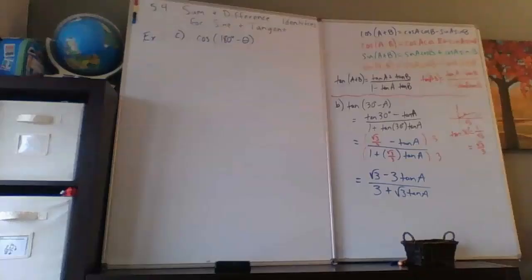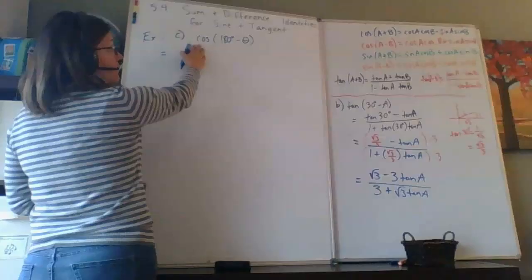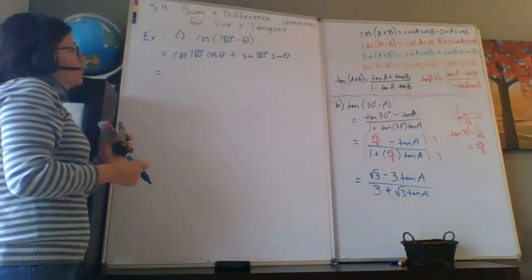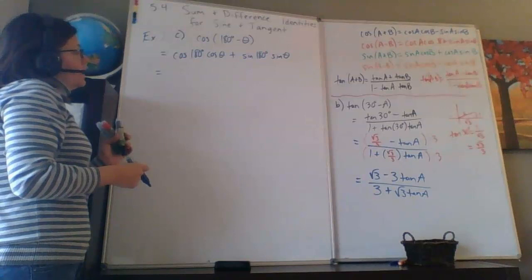C, cosine of 180 degrees minus theta. This would be a great time to pause the video and try this on your own, as really this is review from 5-3. So we're ready for the cosine of A minus B formula. We get cosine 180 degrees cosine theta plus sine 180 degrees sine theta.